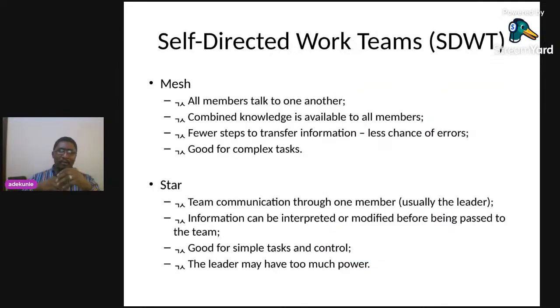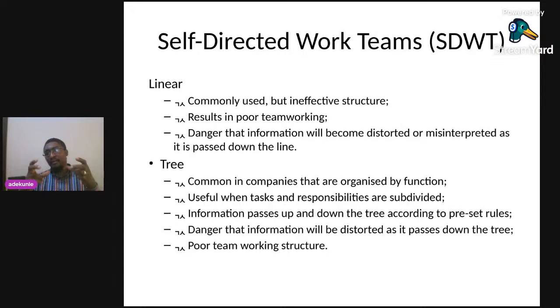Like we said, with the mesh, all members talk to each other, they combine knowledge available together. There are fewer steps of transformation. But in the star, team members communicate through one another, usually the leader as the center of information. Information can be interpreted or modified before being passed to the team. Good and simple task control. The leader may have too much power because they become the center of the decision. A linear structure is commonly used but ineffective. The result is poor team working. It has that disadvantage also.